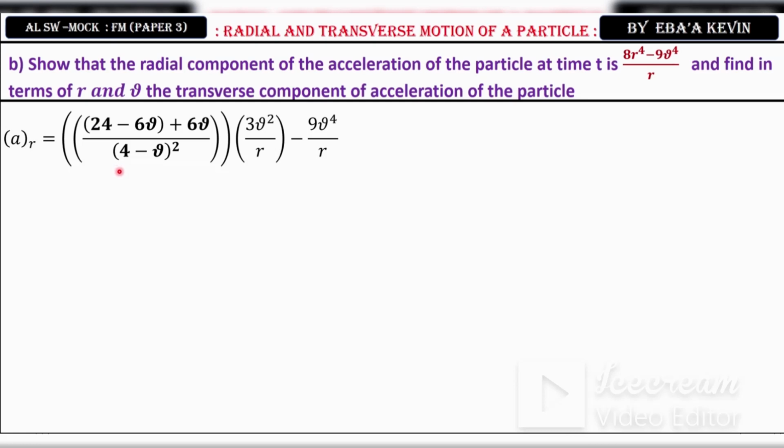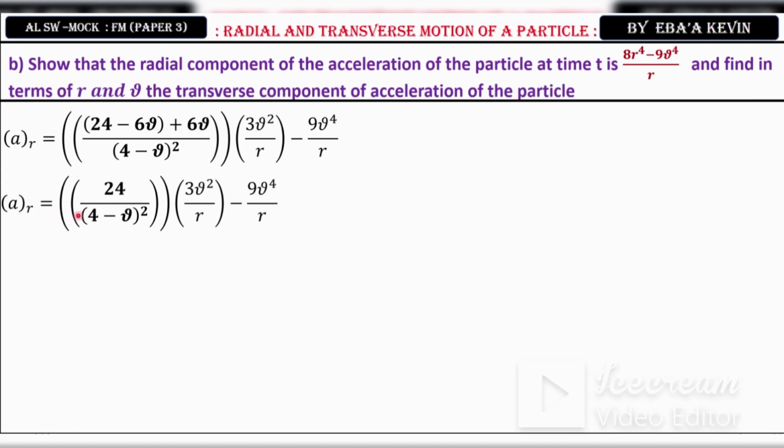If we further simplify, we're going to clearly see that this negative 6 theta plus 6 theta gives us 0, so we are left with the radial component of acceleration equal to 24 divided by 4 minus theta squared, then times 3 theta squared divided by r minus 9 theta raised to the power 4 divided by r. If we look more closely, we bring the theta squared together with this 4 minus theta squared.